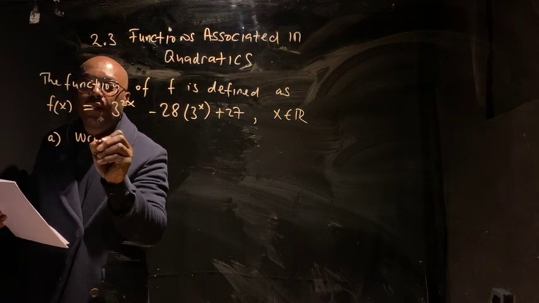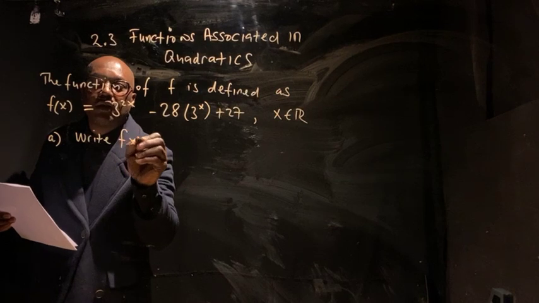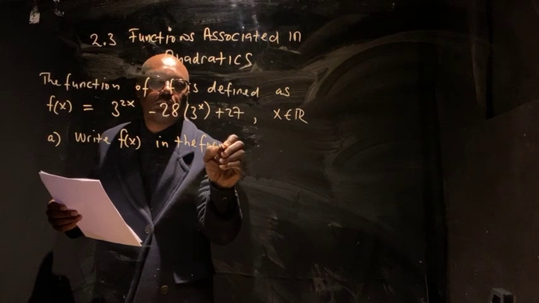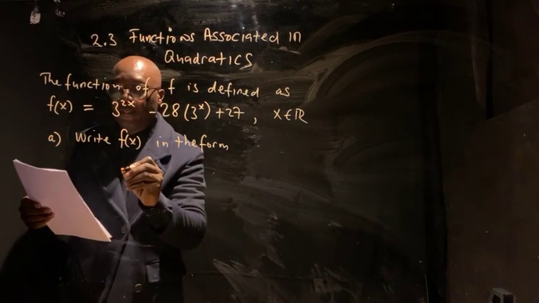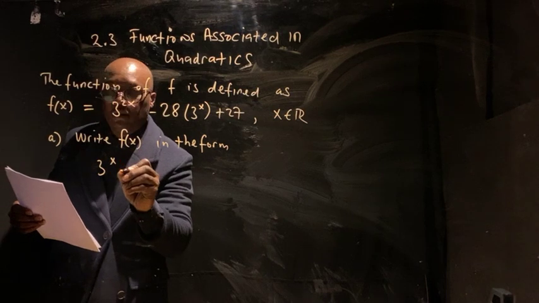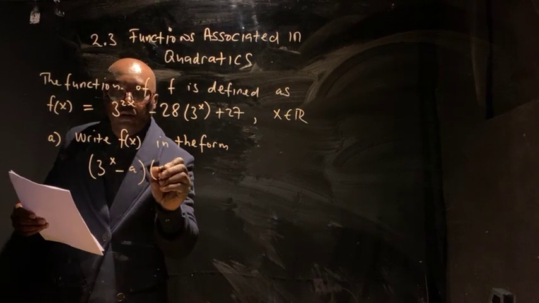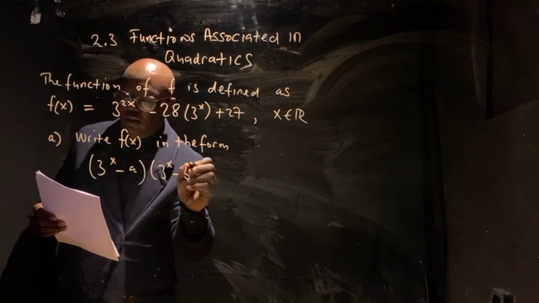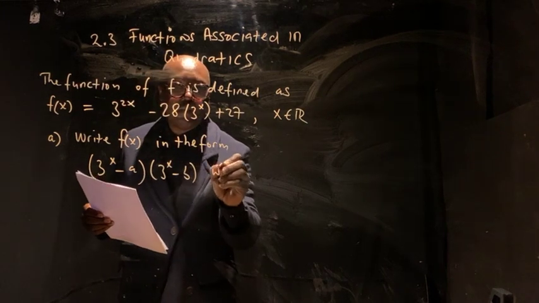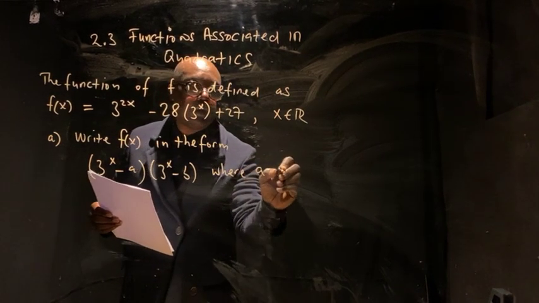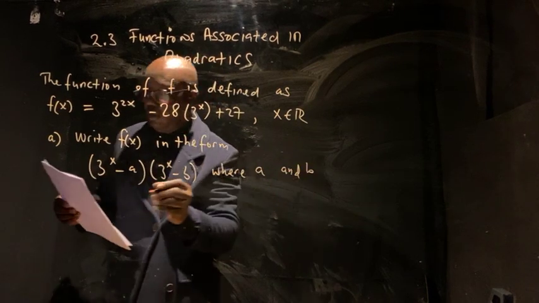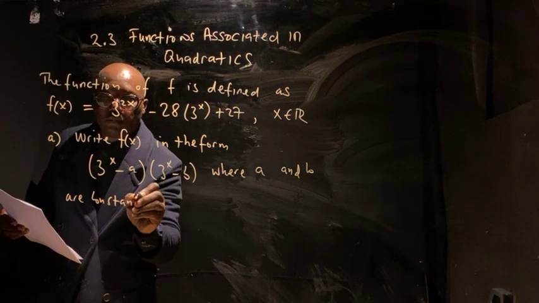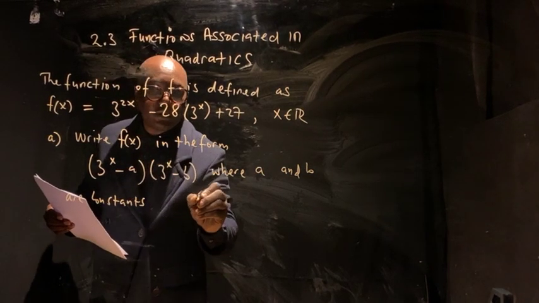Write f of x in the form 3 raised to the power x minus a, 3 raised to the power x minus b, where a and b are constants. It carries 2 marks.